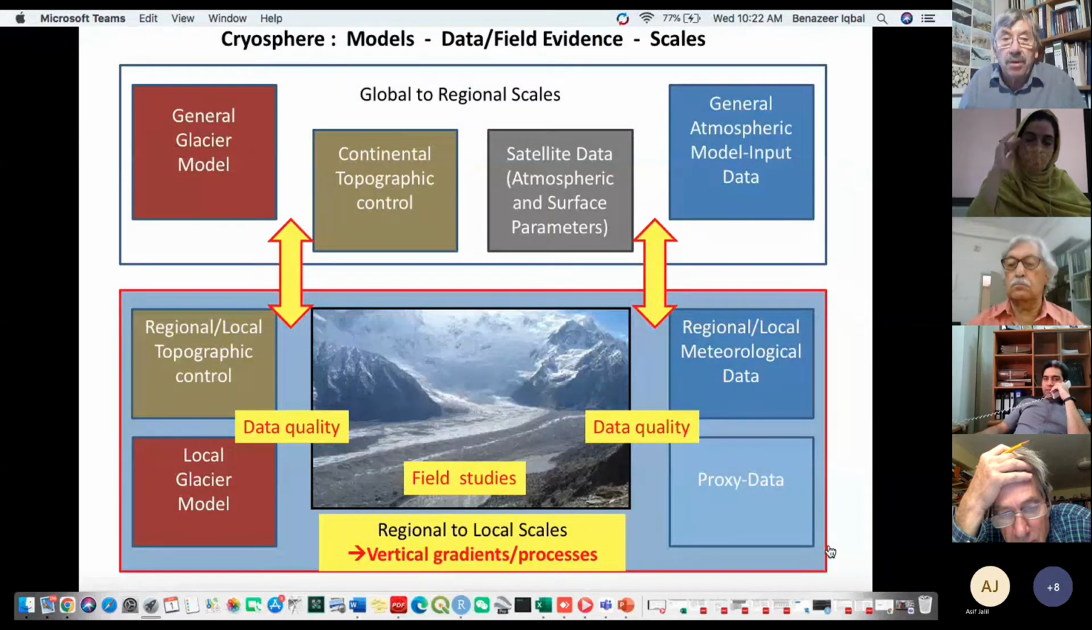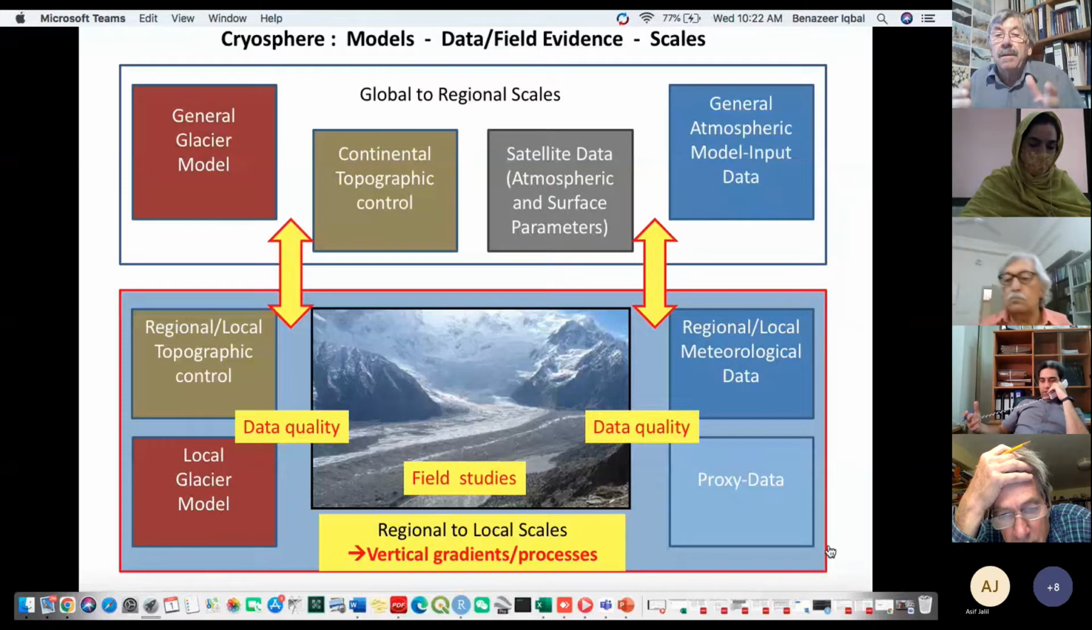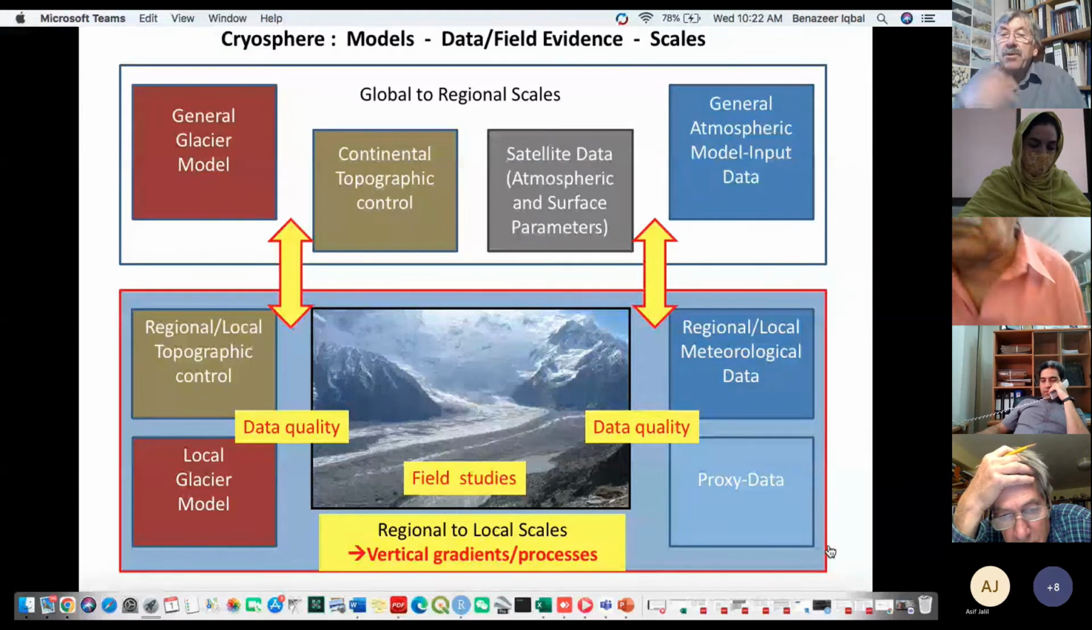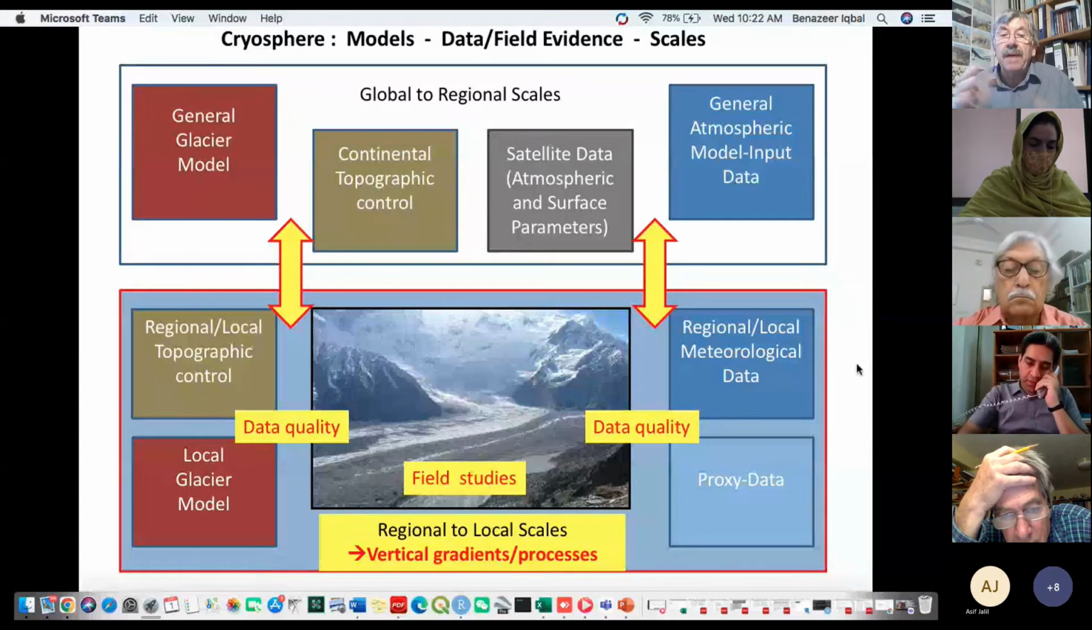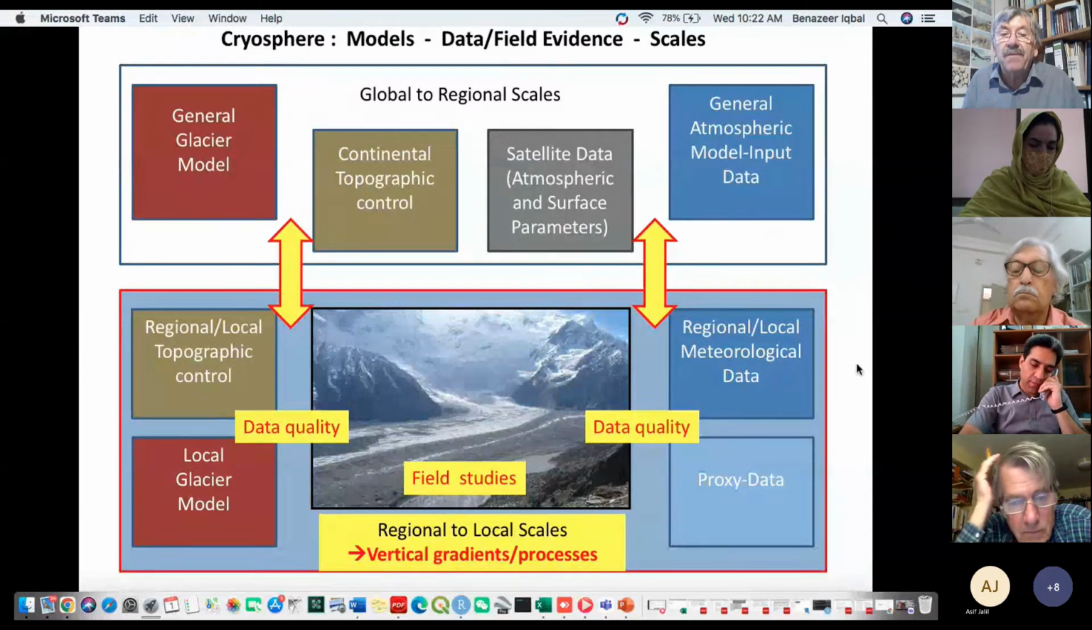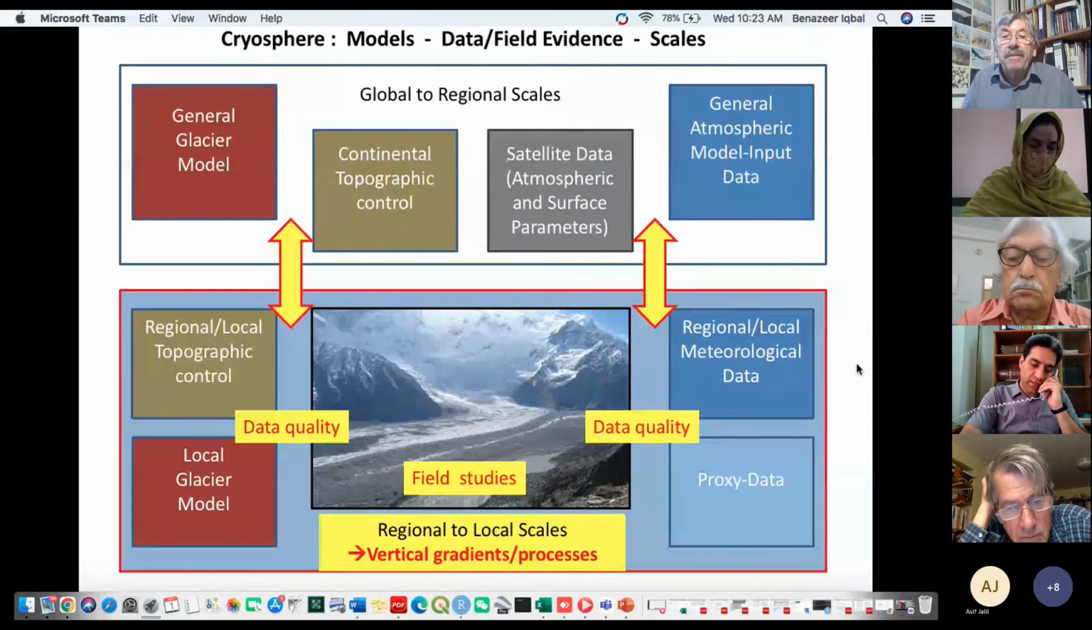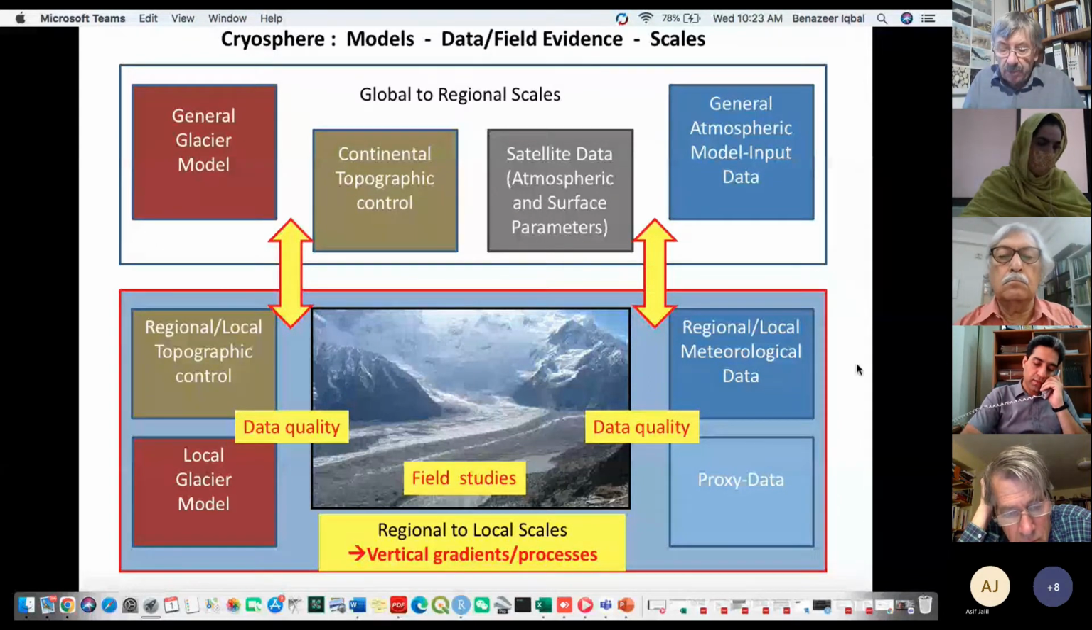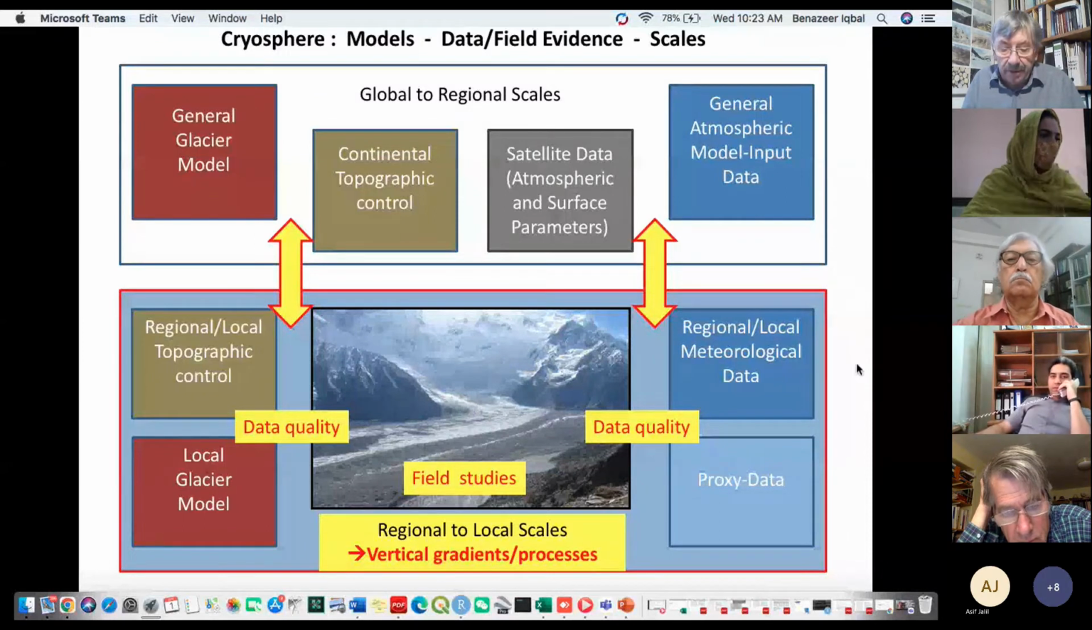We use models, general glacier models, atmospheric input by general circulation models, and so on. I think you are somehow familiar with it. The very important point is how reliable are these data? So we must have ground control. And that is what we see on the lower part, ground control.